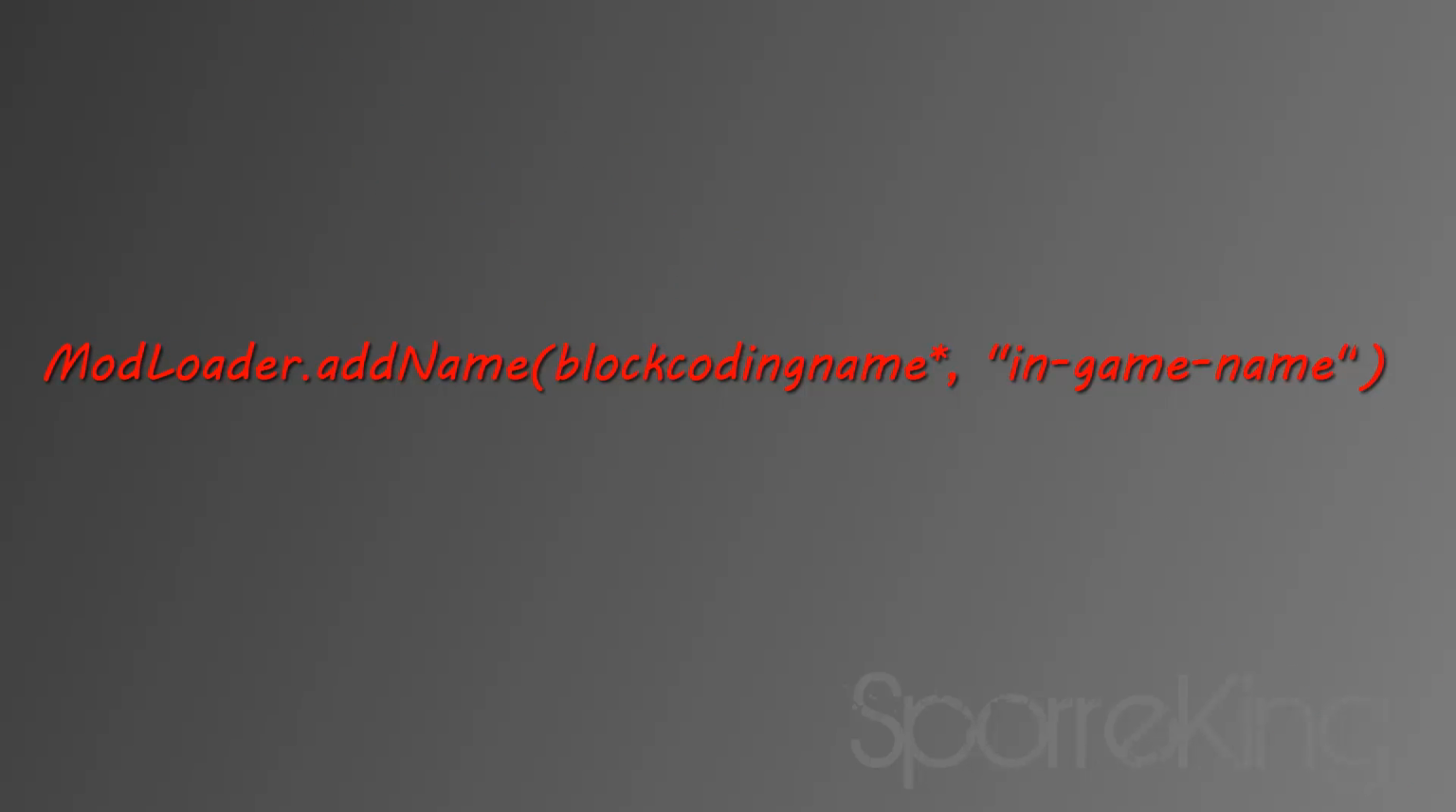Now, we are finally going to add the final piece of code. Inside of the load method, type ModLoader.addName. In the brackets we are going to pass in the block coding name and a string, which is going to be the in-game name of your block. Of course you need to end them with a semicolon.